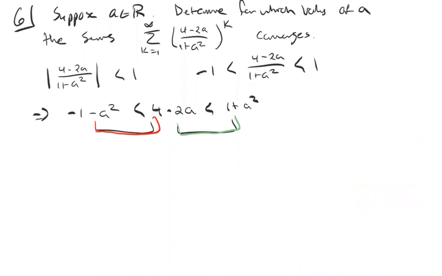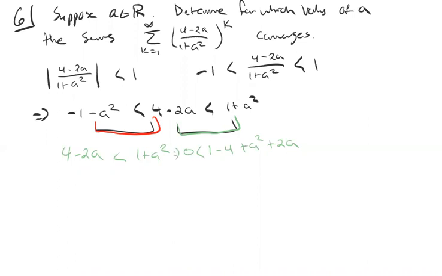Okay, so we have 4 minus 2a less than 1 plus a squared. And I'm going to do the same thing. I'm going to get everything over on one side. So that's 1 minus 4 plus a squared plus 2a, right? Okay, and then we'll say that that should be greater than 0.